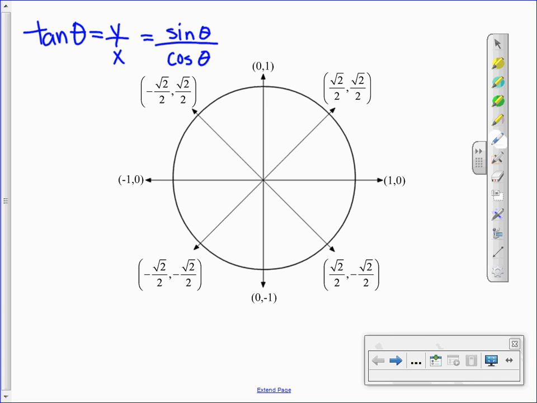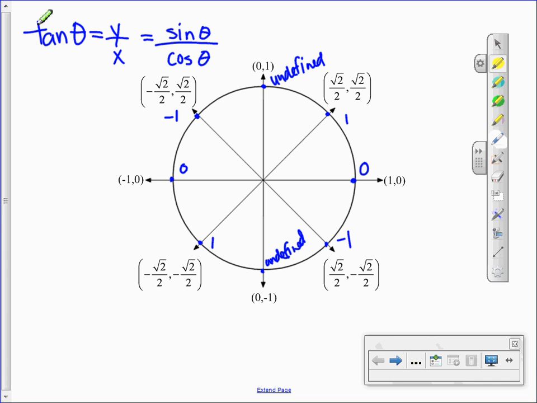So let's start at the point (1, 0). Y over x would be 0 over 1, which is 0. That would be the value of tan. At root 2 over 2, it's something divided by itself, so the value would be 1. And at 90 degrees, 1 divided by 0 is undefined. As we continue around, we will get negative 1, and then we will again get 0. As we continue around the unit circle, we're going to get 1, undefined, and then once again negative 1, and then we're back to 0.